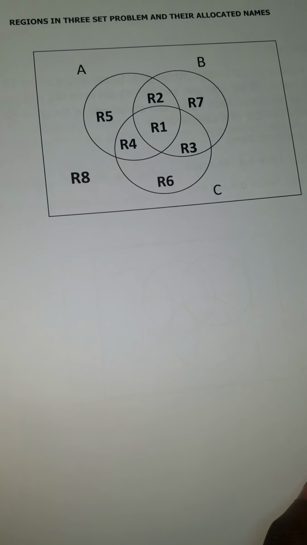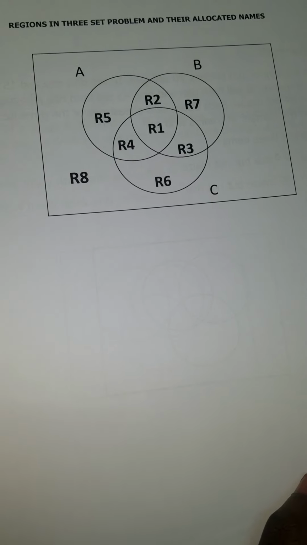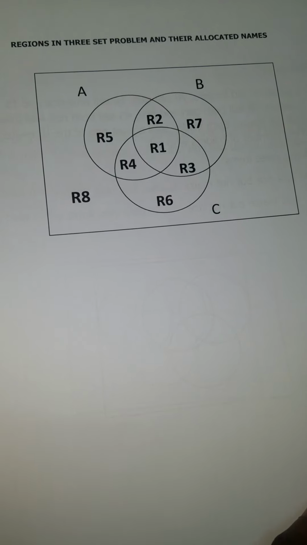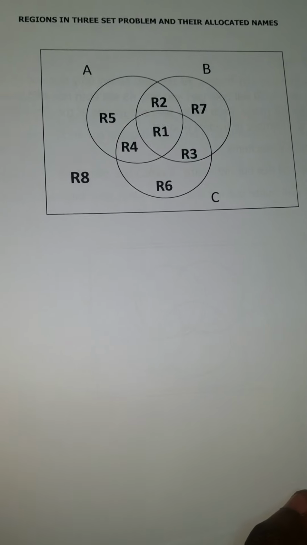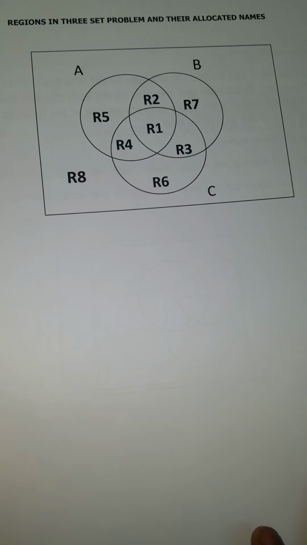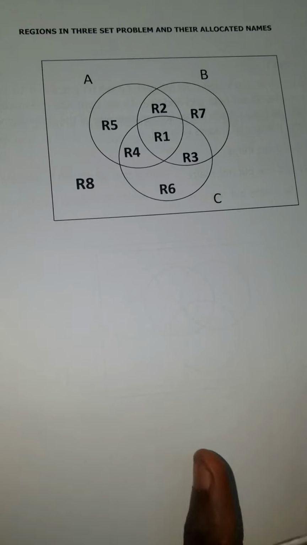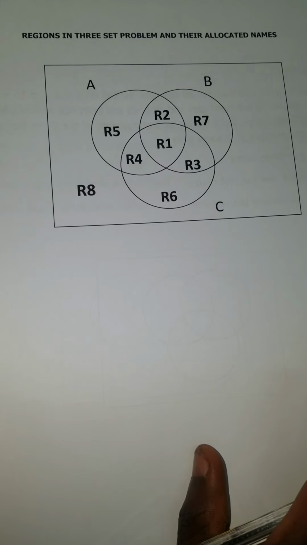Today we are learning three set problem, and we are specifically looking at regions in three set problem and their allocated names. So the three set problem, I assume that we all know up to the point of drawing a Venn diagram.